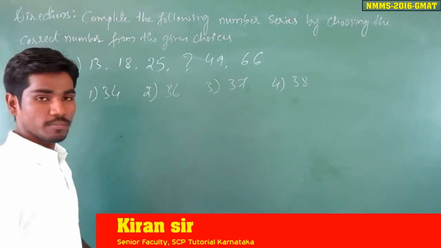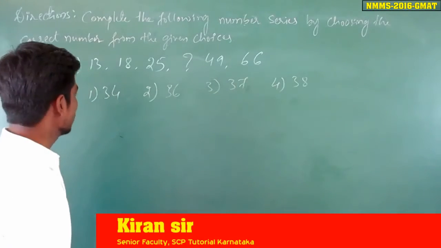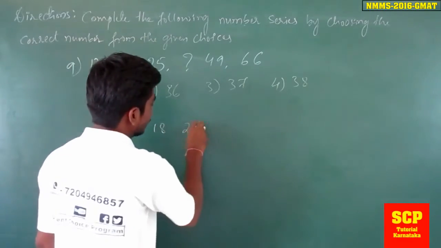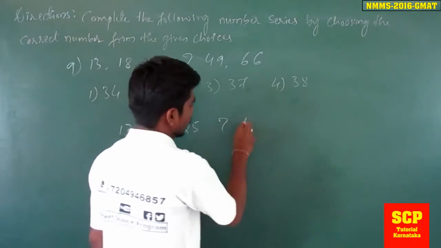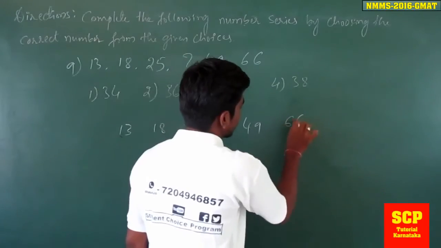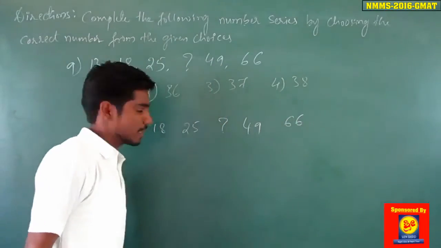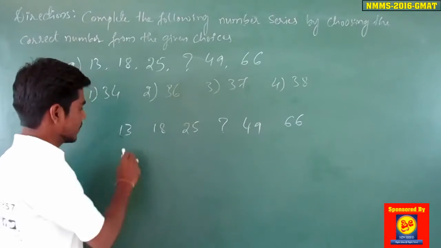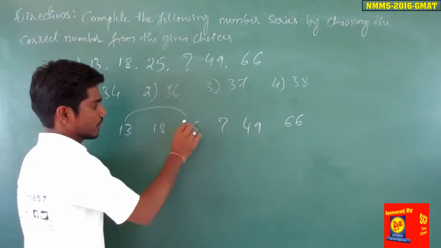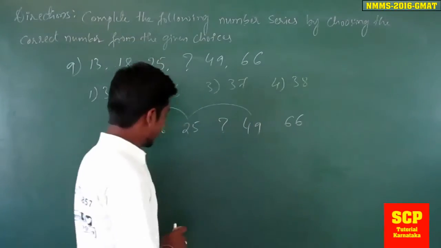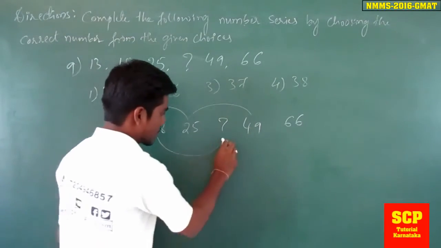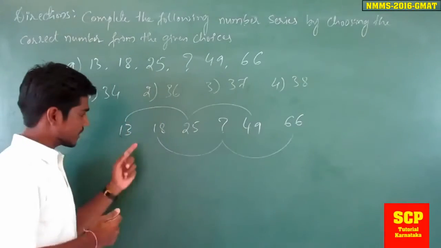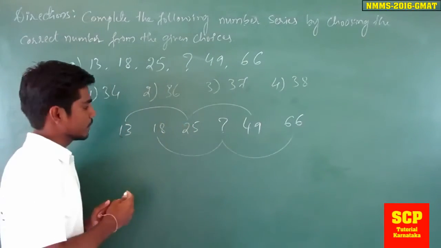Friends, to solve this problem, first let me consider the given question, that is 13, 18, 25, question mark, 49 and 66. Now this problem again contains two series, that is 13, 25, 49, and next 18, question mark and 66.